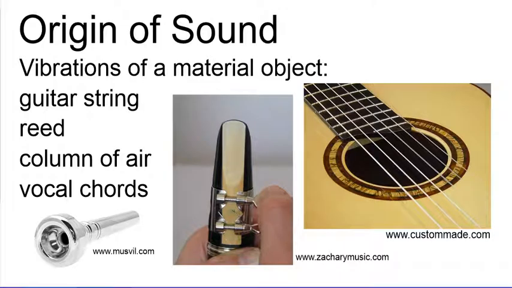For sound, it always starts somewhere. For sound, it starts with the vibration of a material object. If you think of the different instruments that we have, if you have a string instrument, it'll be the string itself, so the guitar string for a guitar. For a woodwind, it'll be the reed. For a brass instrument, it'll be the column of air through the embouchure of the lips. And then for our voice and for singing, they're the vocal cords for us. And this is where the sound starts.